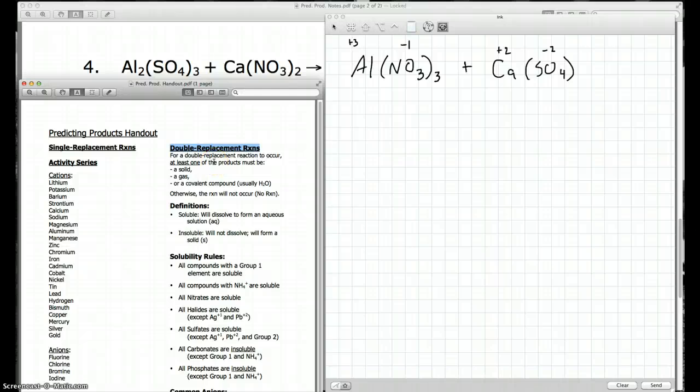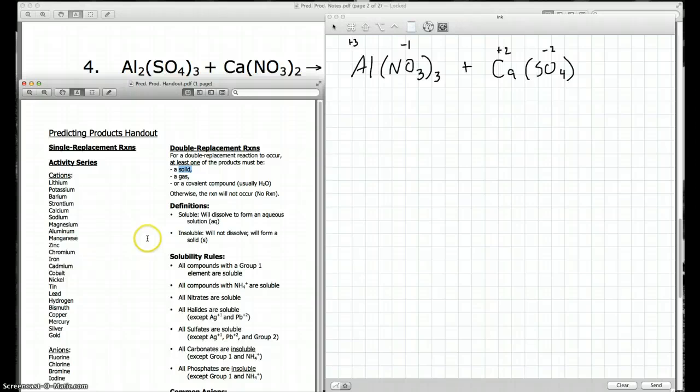I will tell you right now, none of the examples here are going to produce a gas, so you don't have to worry about that. It would be an obvious gas, like CO2, carbon dioxide, something like that. So basically what we're doing is we're trying to figure out if one of those things is a solid. Now, a couple definitions here. You'll need to know these terms, soluble and insoluble.